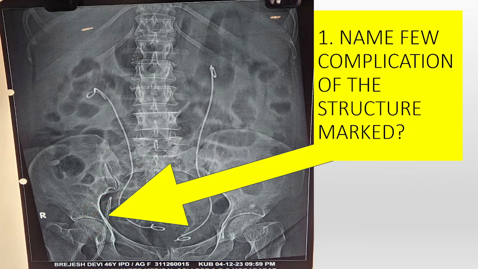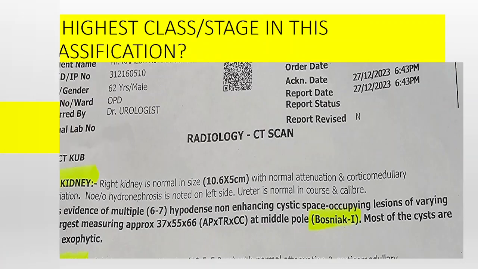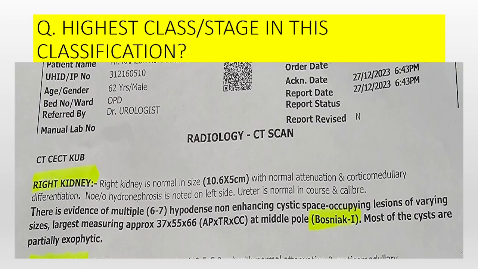What is the highest class in this classification? This is the Bosniak classification. We use it for renal cysts. The highest is class 4.